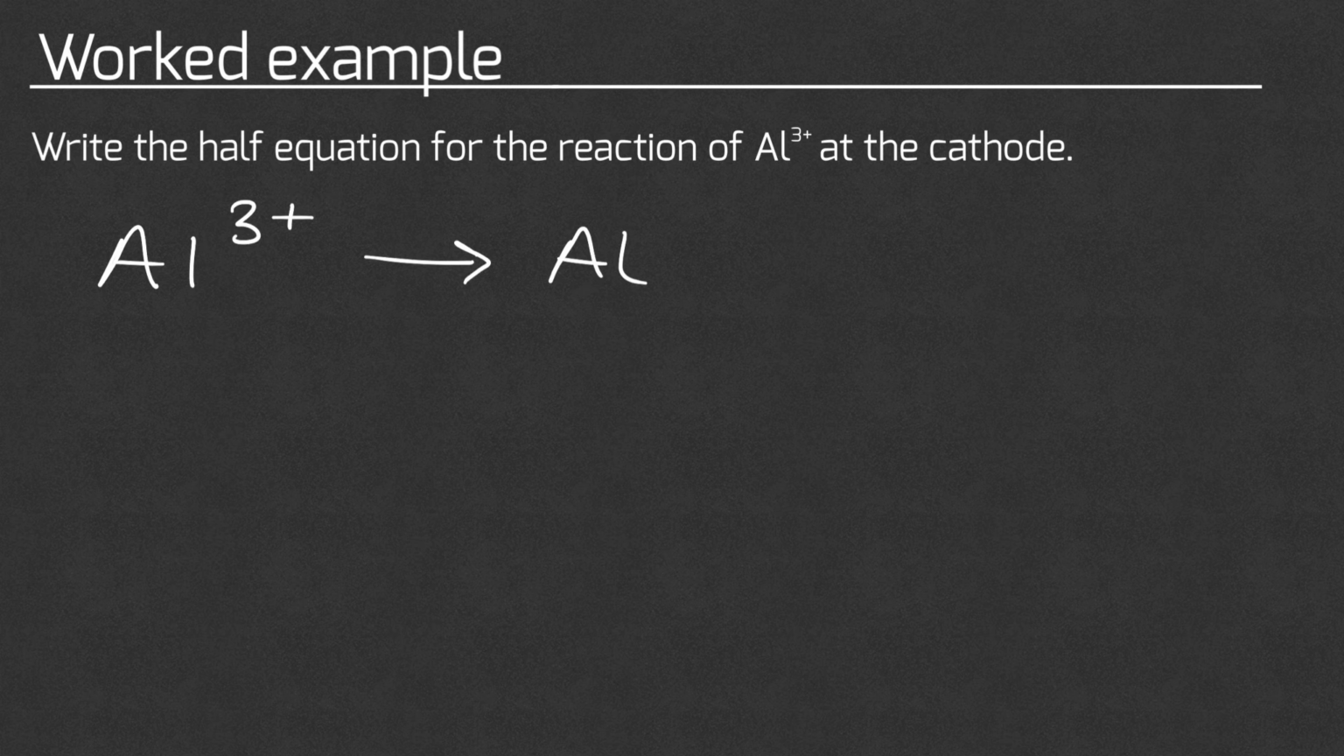So the first step is working out the charge on each side. We can see that aluminium had a 3+ charge, so it's got a positive 3 charge on the left-hand side. Aluminium on the right doesn't have a charge, so the charge is 0 on the right-hand side. We now need to work out how much that charge has changed by. The charge has gone down by 3, so we know we must need to add 3 electrons to it. Now remember, electrons have a negative charge, so we always have to add the electrons to whichever side is the most positive. In this case, the 3+ charge on the left-hand side is more positive than the 0 on the right, so we're going to need to add 3 electrons to the left-hand side of the equation.